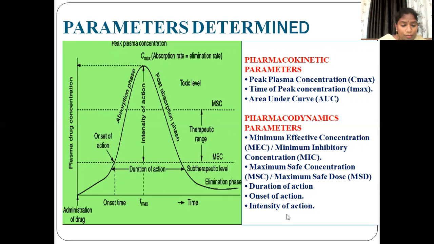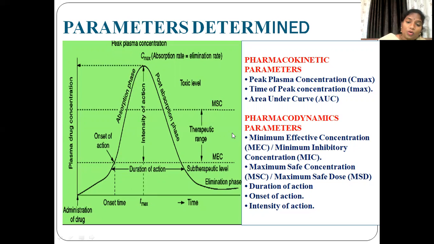And Tmax: how much time it takes to reach the maximum concentration, we call it Tmax. Area under curve is the whole area of the absorption, and we call it the area under curve.